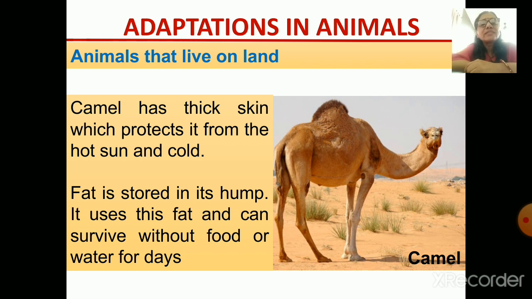And also fat is stored in its hump. You can see the hump of the camel, okay, and it uses this fat for surviving without water and food, okay. Because of the fat stored in its hump it is able to survive without food or water, as water and food, both, are very scanty in the desert region, right?